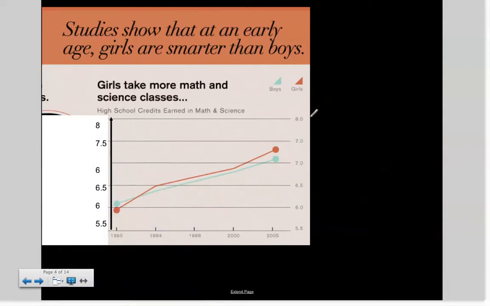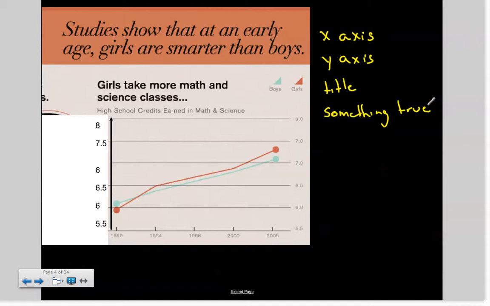So I want you guys to pause the video right now and tell me what my x-axis is, what my y-axis is, what my title is, and something true that the graph tells you. So pause it right now and write down what your x-axis is, what your y-axis is, what your title is, and something true.